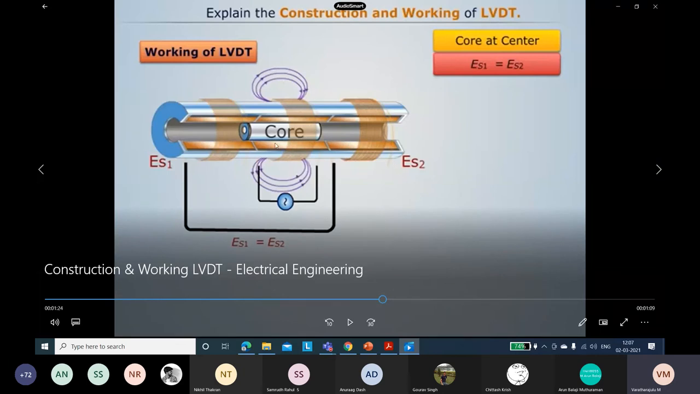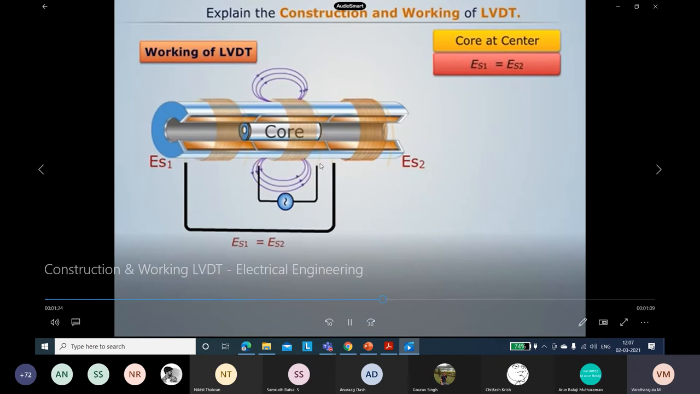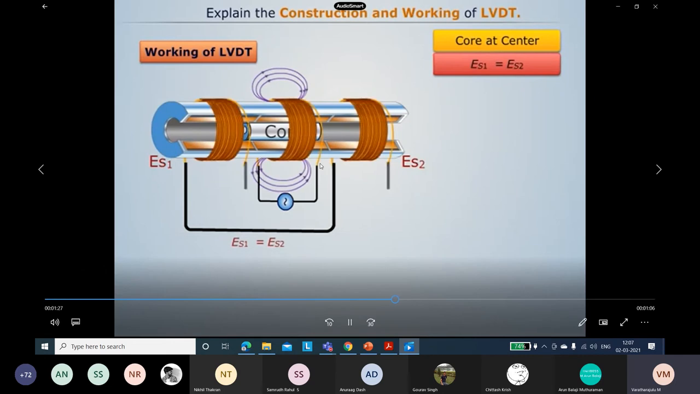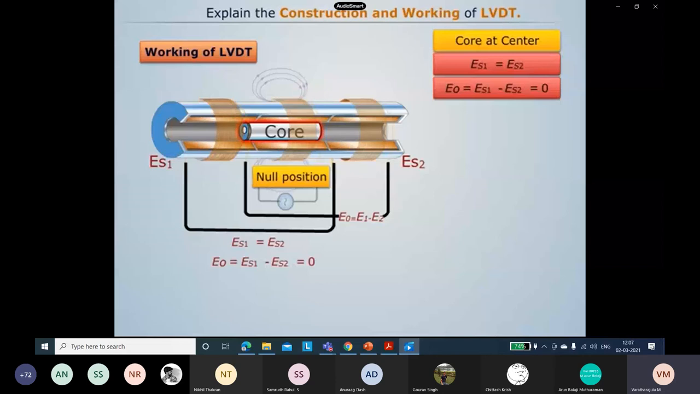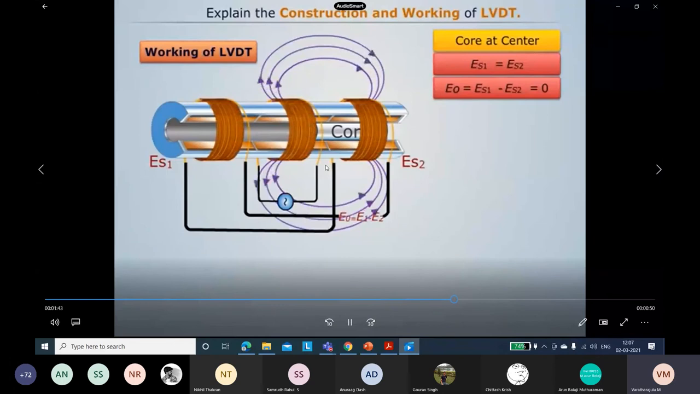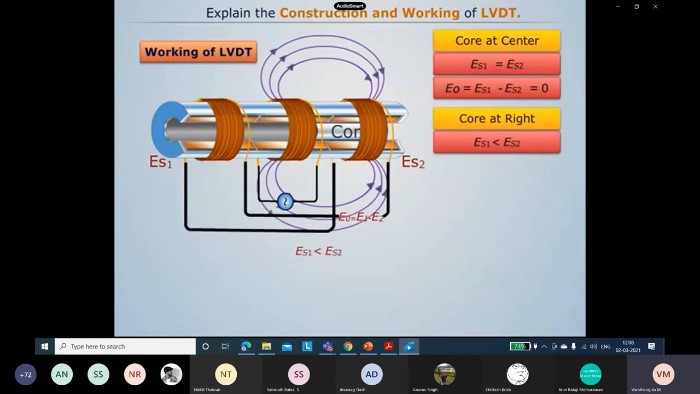See, here we have primary and secondary circuits and the core at center. When we are keeping the core at the center, what happens? EMF gets induced in both the coils, due to which the net EMF of the two secondary coils becomes zero. This position of the core is known as null position. Now, if we move the core towards the right, the flux linking with coil S2 becomes greater than the flux linking with coil S1. As a result, the EMF induced in coil S2 becomes greater than the EMF induced in coil S1, and the net EMF shows a negative value.